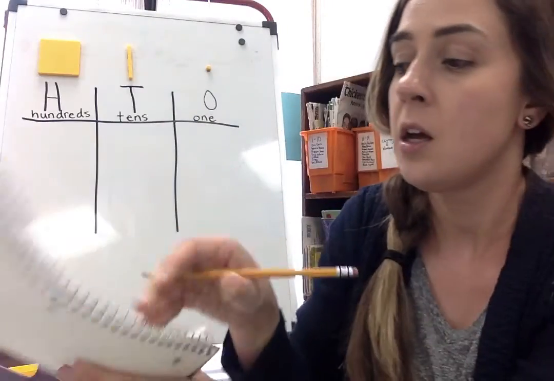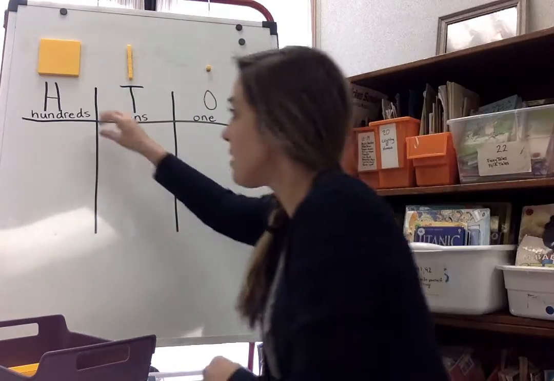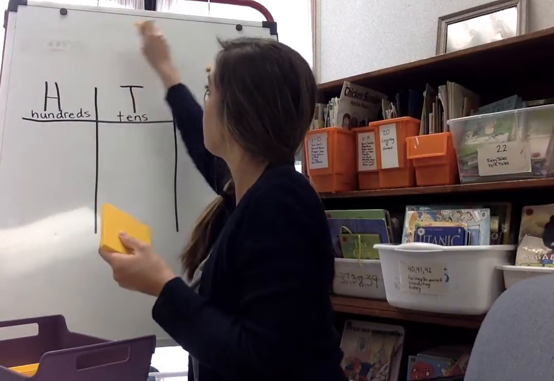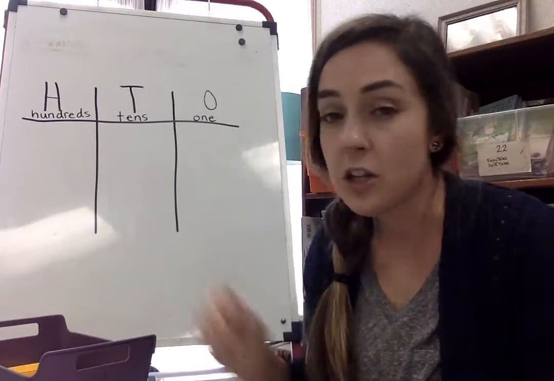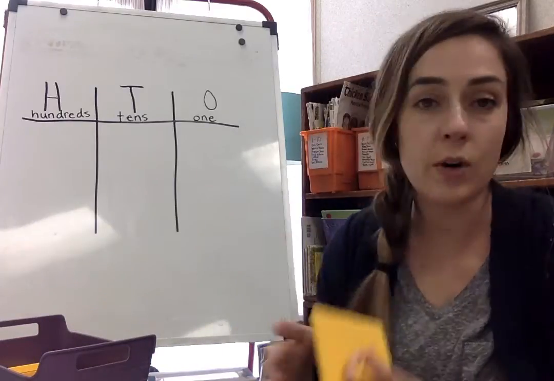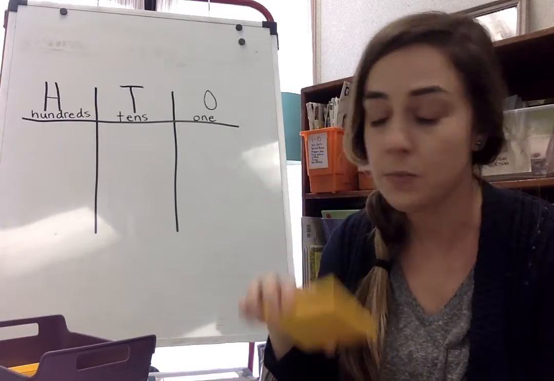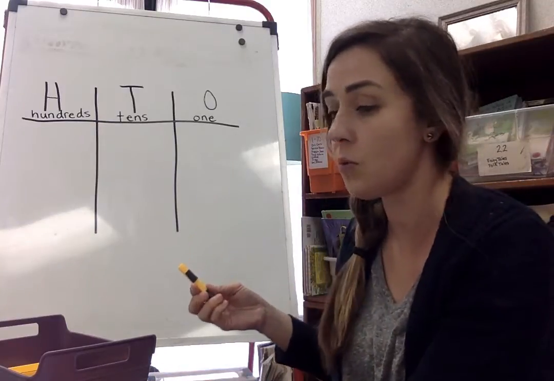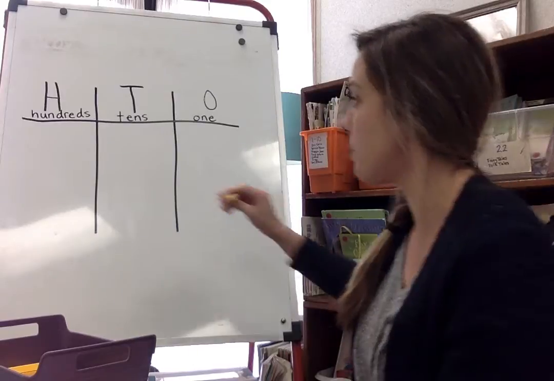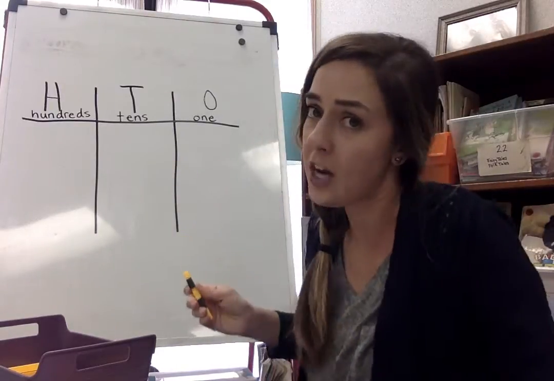All right. So I'm going to build a number, and you're just going to write the answer. So you're not going to draw flats, sticks, and cubes. You're just going to write what it equals. So let's do number 1 together. So I'm going to build a number. Just watch me first.